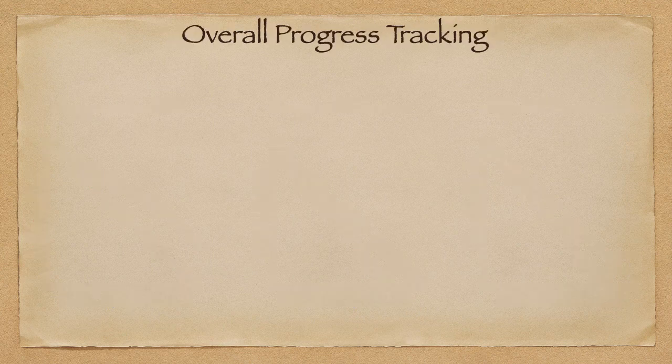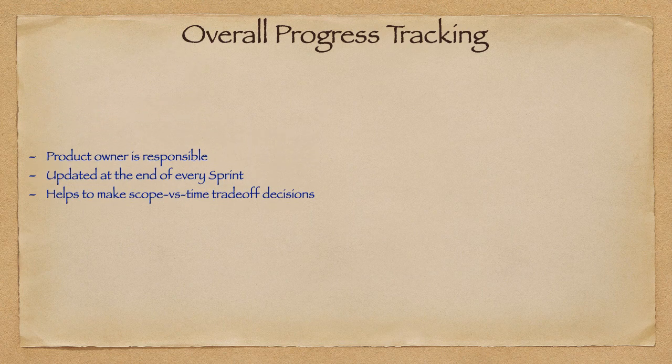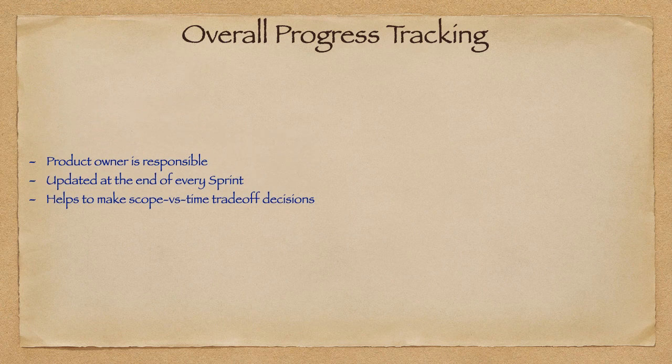Now let us look at overall progress tracking. Here the product owner is responsible for tracking the overall progress, and a tool called the release Burnup is used. The release Burnup is updated at the end of every sprint, and based on the progress the product owner may have to take scope versus time trade-off decisions. So let's take a simple example.